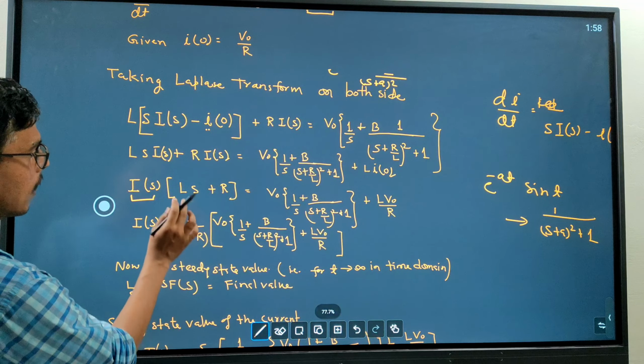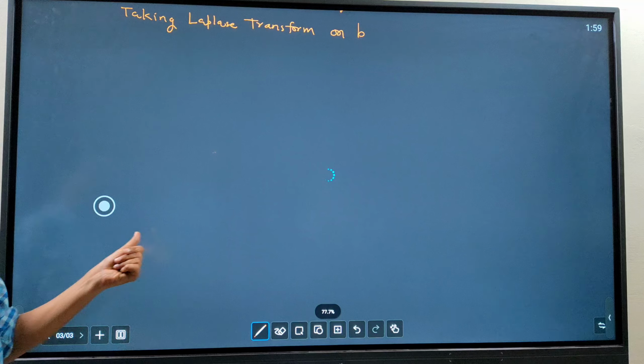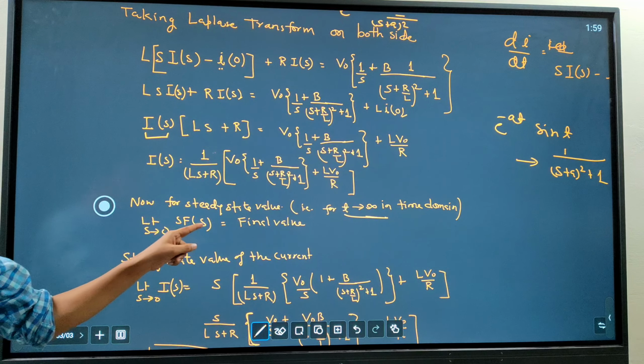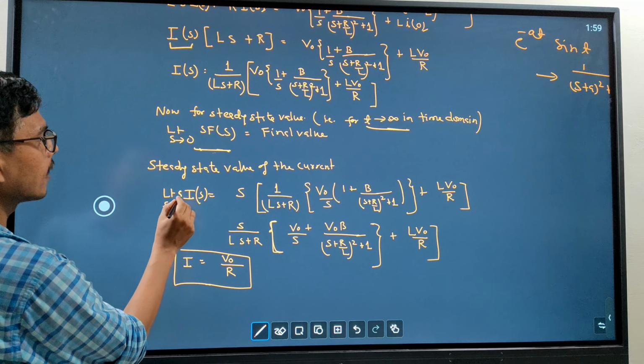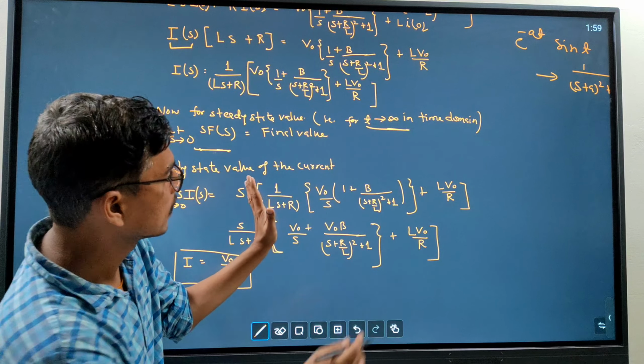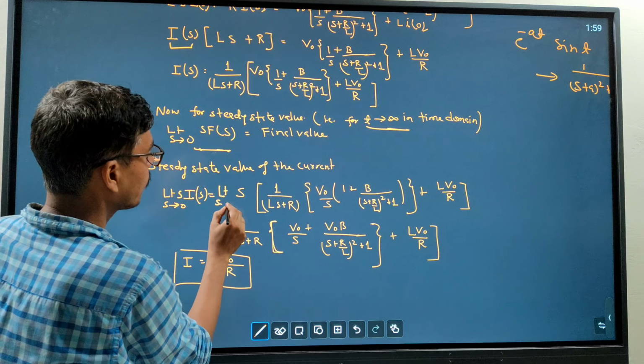Now for the steady state value, that is t tending to infinity in the time domain, in the Laplace domain it is given by the final value theorem: limit s tends to 0 of s times F(s). For finding the t tends to infinity value in the time domain, you can take s times F(s) with the limit s tending to 0. It is called the final value theorem. So the steady state value we are calculating from the Laplace transform is the limit s tending to 0 of s times I(s). Here I am writing it so you can understand, for s tending to 0.